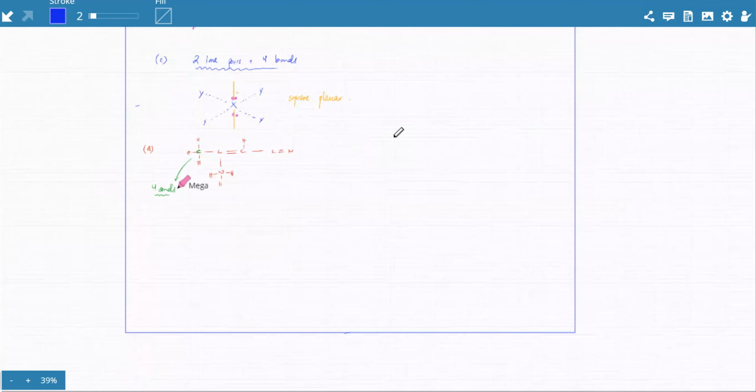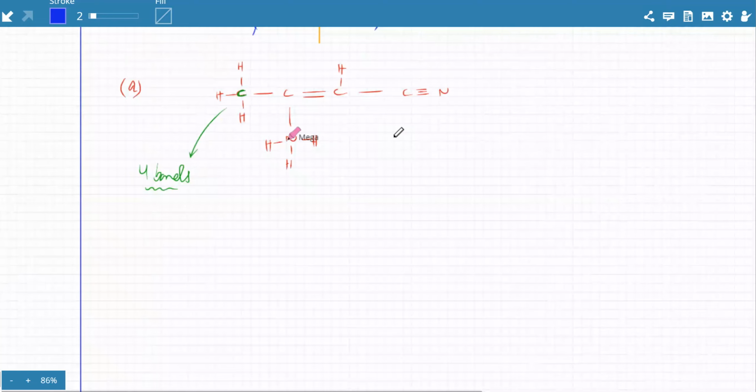Let me try and draw this. It's going to be hydrogen. There's going to be one bond coming out of the page, one going into the page. So there would be 3 hydrogens, right?